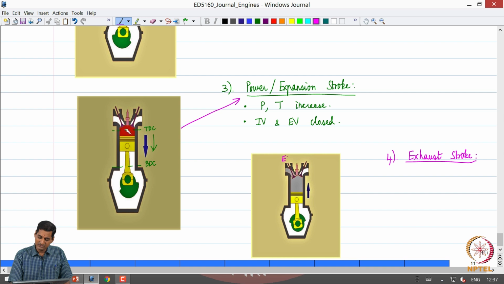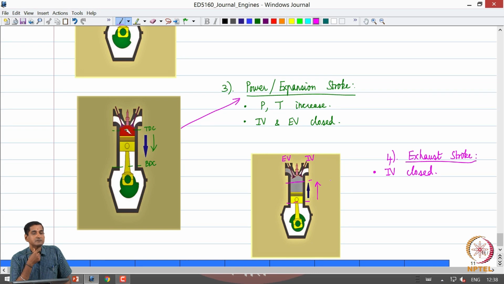So, now you can see that the exhaust valve is open, the inlet valve remains closed, because we do not want the exhaust gases to pollute the next cycle's fresh charge. So, the exhaust valve is open and the piston moves from the bottom dead center to the top dead center and pushes out the exhaust gases. When the piston goes towards the top dead center, the exhaust valve is closed and the inlet valve opens and the next cycle starts. Yes, please.